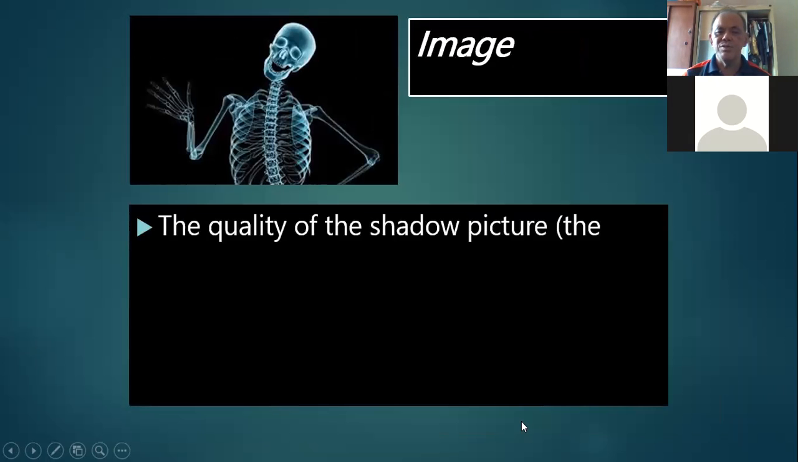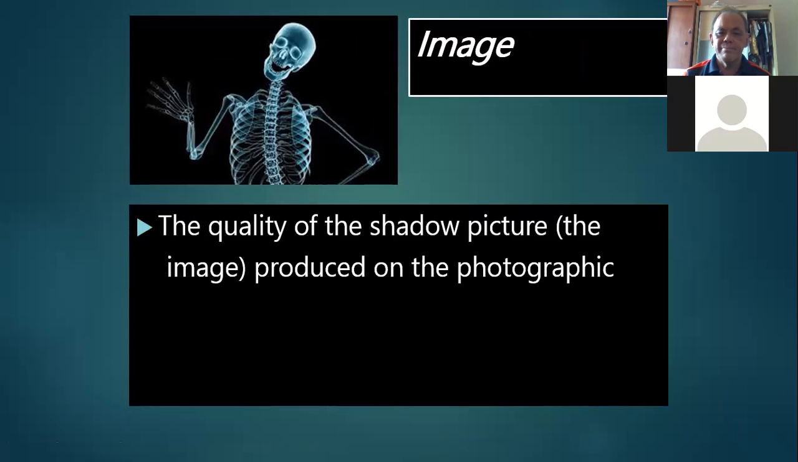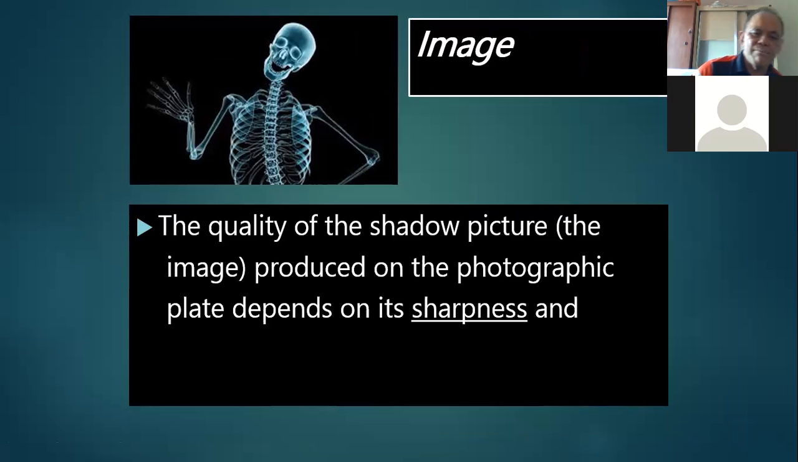The quality of the shadow picture, which we call the image, produced on the photographic plate depends on two things: sharpness and contrast. We're going to define here what sharpness and contrast are. You have to memorize the terms. Sharpness.